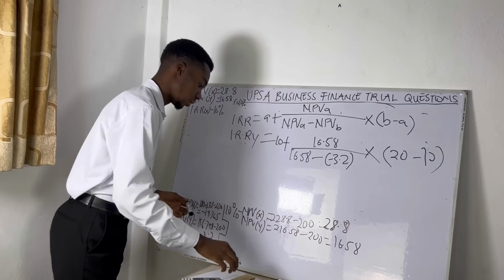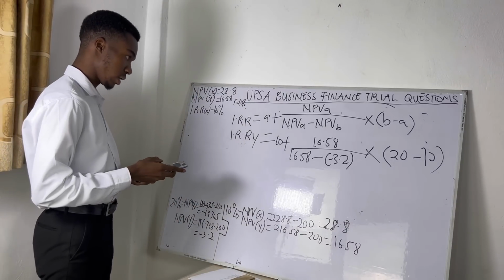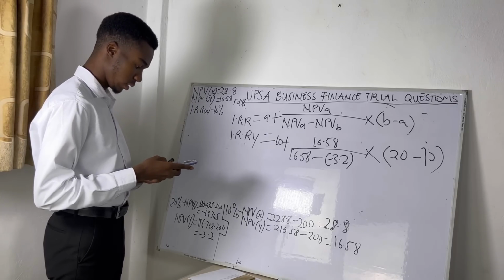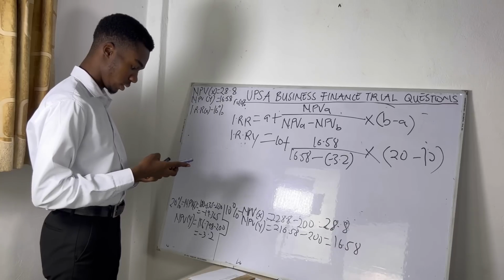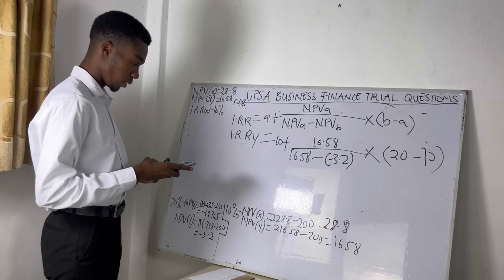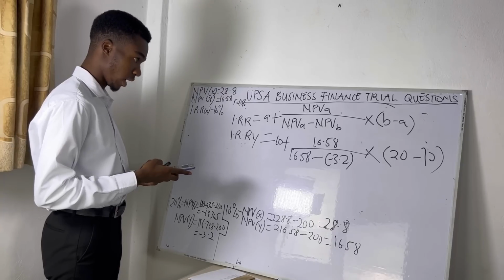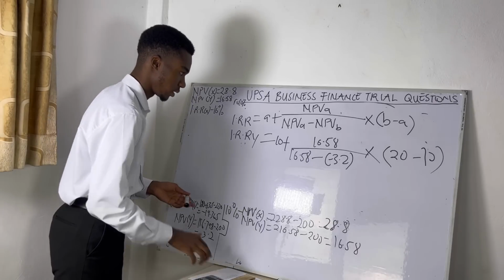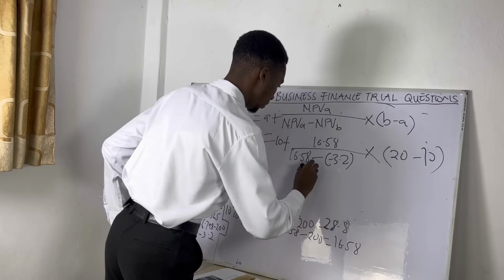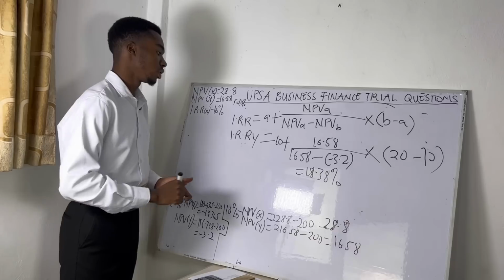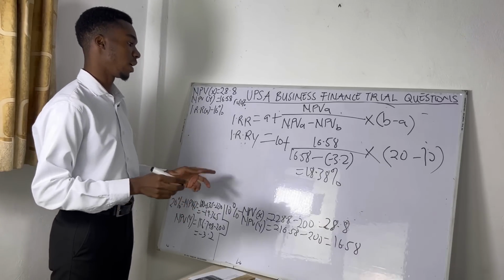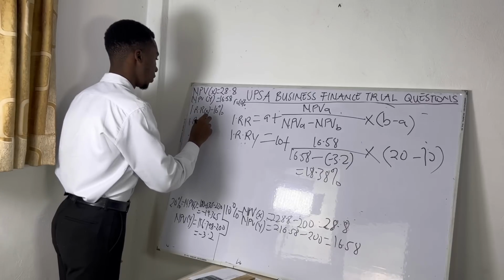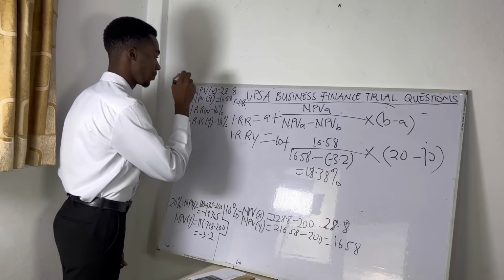So I'm going to punch this on the calculator and see what you get. We have 10 plus 16.58 over 16.58 minus, into bracket, negative 3.2, times, into bracket, 20 minus 10. So we are getting 18.38%. This is our IRR for Y, the internal rate of return for Y. So always in percentage. For the internal rate of return for Y, we are getting 18%.